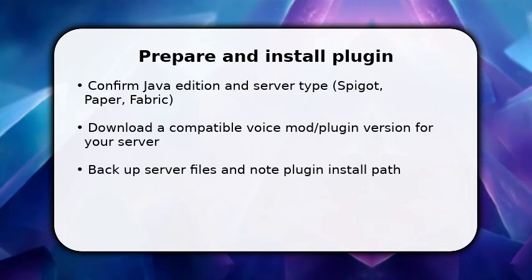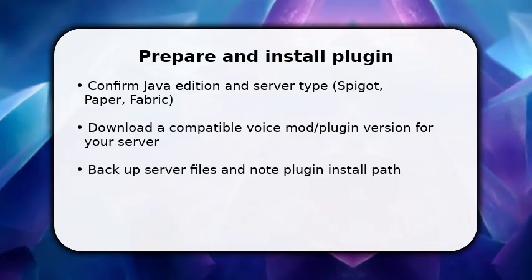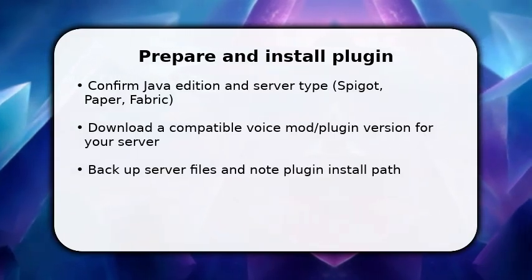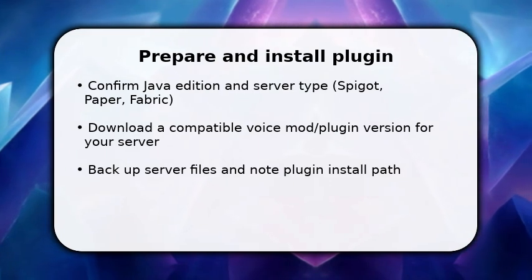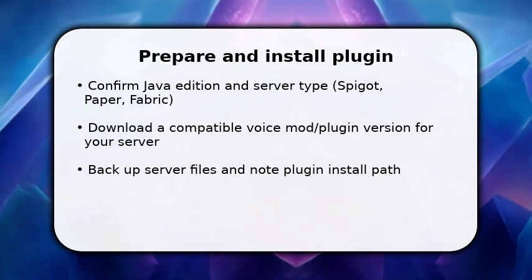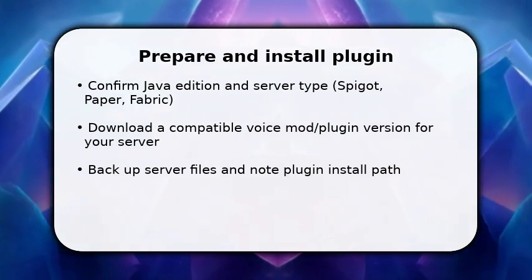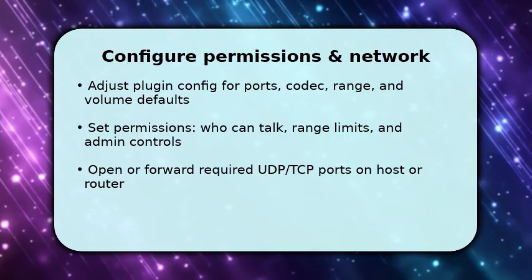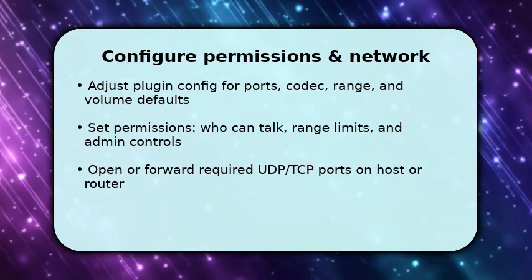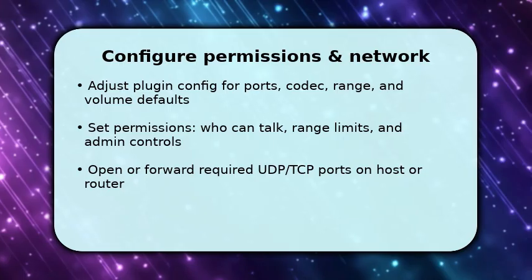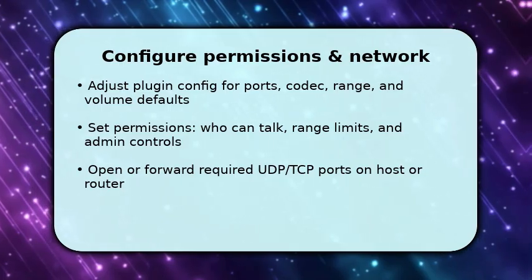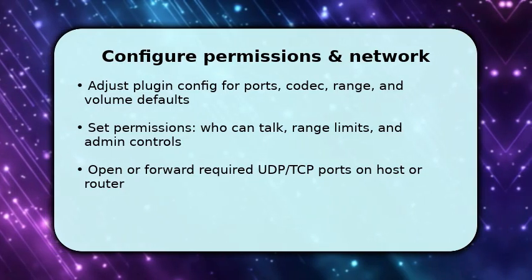Make sure your Minecraft and Java versions align with plugin requirements, so you avoid runtime errors when you start the server again. Next, configure the plugin settings and network so voice functions reliably. Open the config file and set port numbers, codec choice, proximity range, and default gain. This balances quality versus bandwidth.